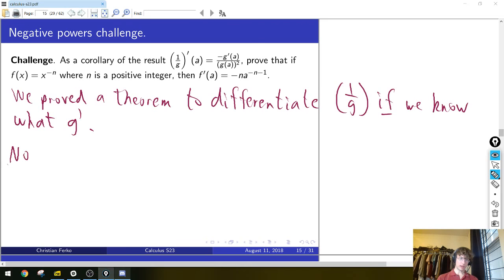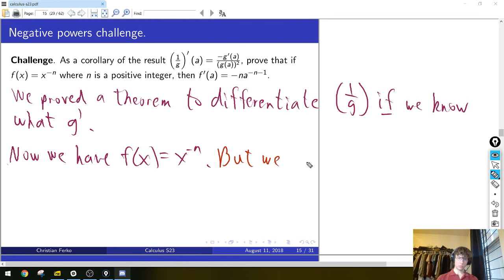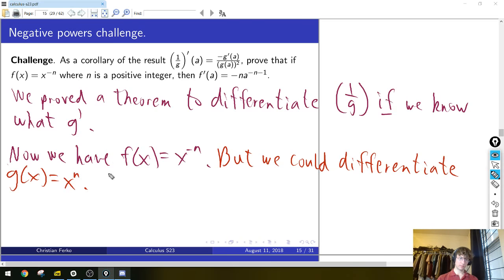So now we have a function f of x equals x to the minus n. We don't know how to differentiate this, right? Because we proved a theorem called the power rule, which tells us how to differentiate only when it's x raised to a positive power. So we have no idea how to differentiate this. But we could differentiate a different function, g of x, which is x to the n, right?